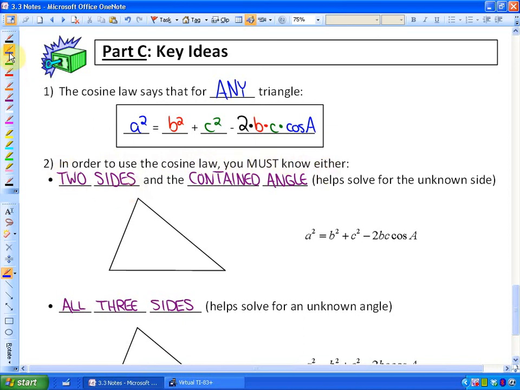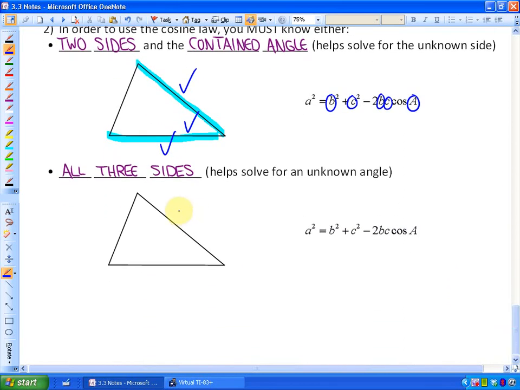Either two sides and the contained angle. If I know these two sides, the contained angle is the one that is between them. In other words, your contained angle would be this one here. So those would replace all of these. That would be if you're solving for an unknown side. That's one case. The other case is if you know all three sides. If you know this side and this side, you would know your a, b, and c, and you'd be solving for an angle. So this helps to solve for an unknown angle.